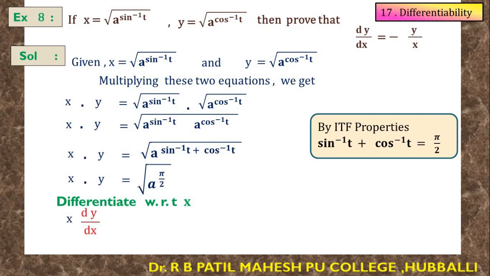x as it is, dy by dx. Now I'm not differentiating with respect to the t variable because this is a function in terms of only x and y variables. So differentiate with respect to x: dy by dx plus y as it is, the x variable derivative is 1, and the right side is a constant, so its derivative is 0. Now you transfer, and you will get x into dy by dx equal to minus y. So dy by dx is equal to minus y by x. So very easily you will get that.